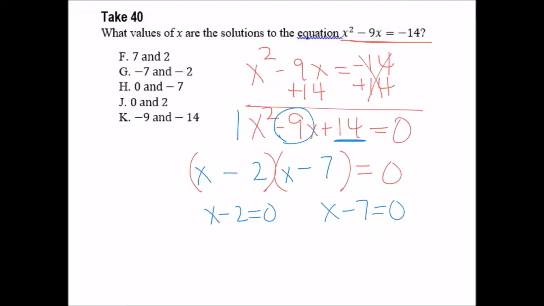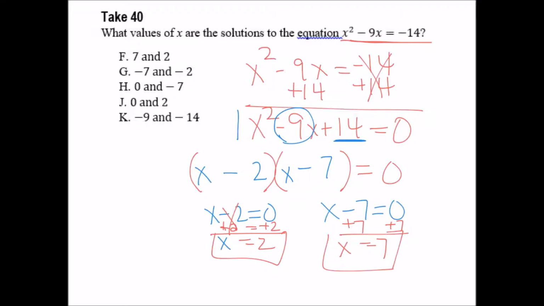And now we solve for x by adding 2 to this side and adding 2 to this side, leaving us with x equals 2. Doing the same thing over here, adding 7 to both sides, x equals 7. So your solution is x equals 2 and x equals 7.